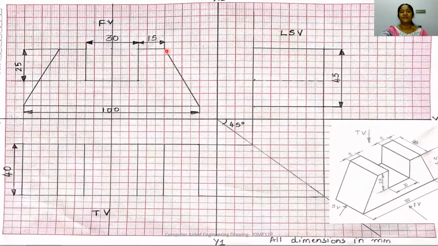Therefore, you draw the horizontal projectors from the front view to the side view. That is, from here, you draw a horizontal projector. Again, from this bottom line, you draw a horizontal projector to get the height 45 mm in the side view.